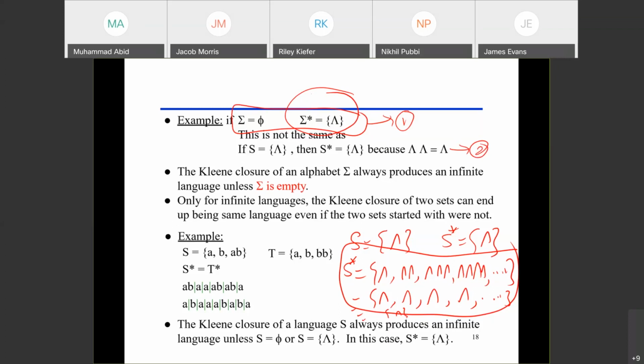Okay. So the Kleene closure of an alphabet summation always produces an infinite language unless it is empty. So it will always give you an infinite language. I already answered this question. Only for infinite languages, the Kleene closure of two sets can end up with the same language, even if the two sets we started with were not the same. So we are saying that sometimes you have two sets. Okay, let me clean this. You can see this in the video. It is recording.